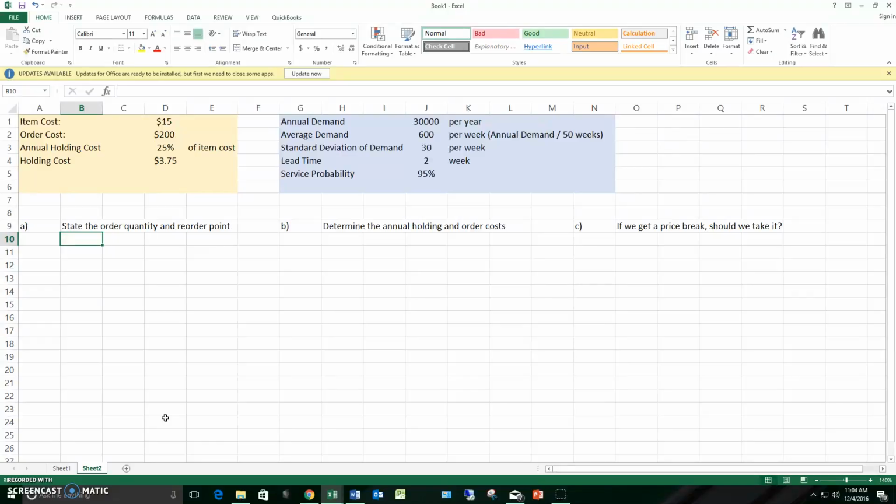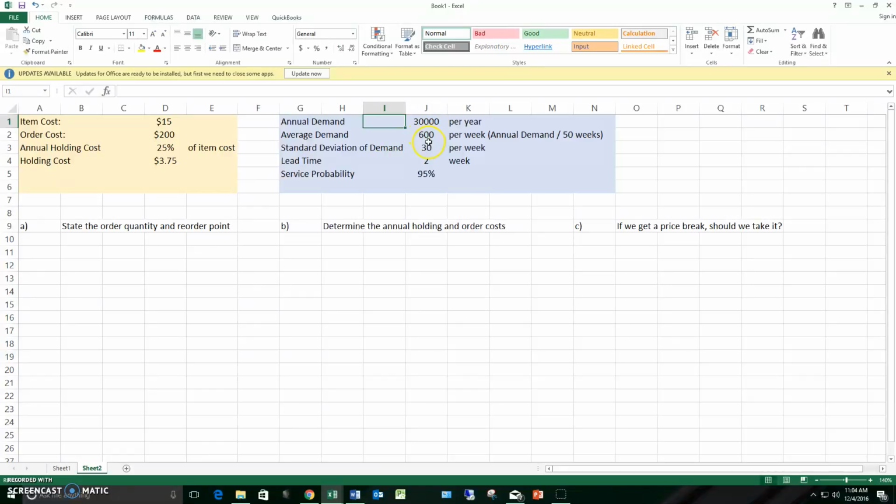We have an item cost of $15. We have an order cost of $200. Our holding cost in this case is 25% of the item cost. I've done that calculation for you now, and it's $3.75. Our annual demand is 30,000 units.